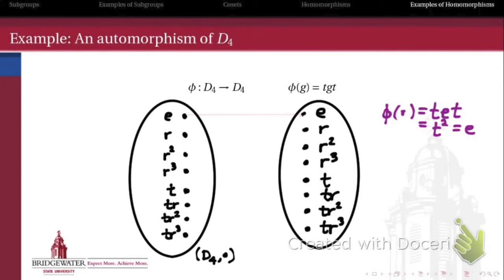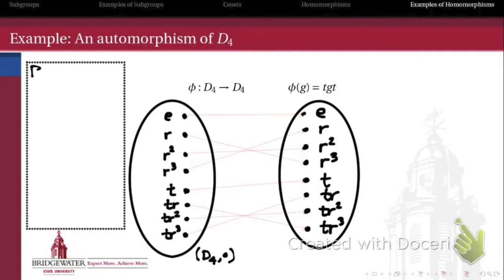So phi of the identity is the identity. Phi of r is really r cubed, according to that arithmetic. Phi of r squared is r squared. Phi of t is equal to t, phi of tr is equal to tr cubed. Phi of tr squared is tr squared, and phi of tr cubed is tr. So we can just work those out again using the properties of the elements of the group D4.